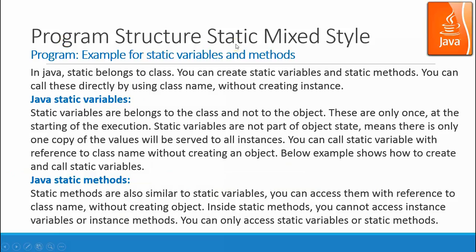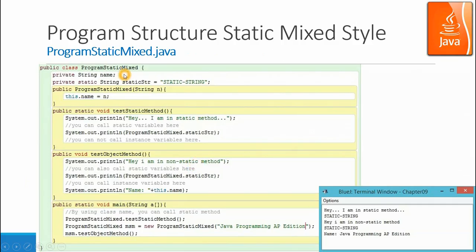Program structure using a static method but mixed style. In this program, we will use the Java static variable and Java static method, and we also mix some instance variable and instance method. Let's look at the example. The main program is right here. First, it calls a static method with a static variable. Then it calls an instance method with an instance variable.